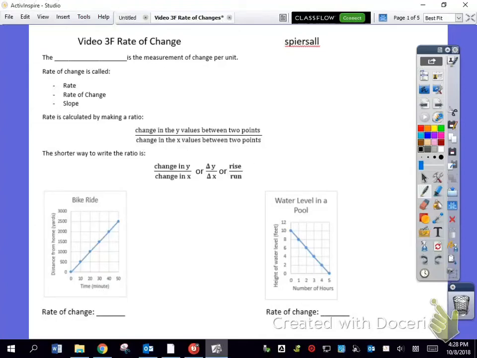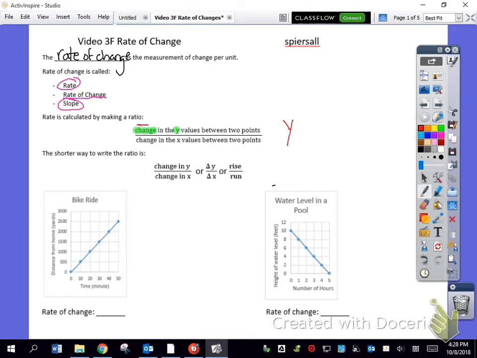Okay, so rate of change is the measurement of change per unit. There are different names for rate of change. You can just call it rate, or you can use the whole phrase rate of change, or you can call it slope. Basically, it's the change in y over the change in x. Change means that you're going to subtract.